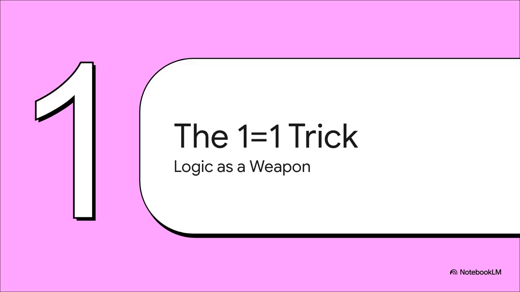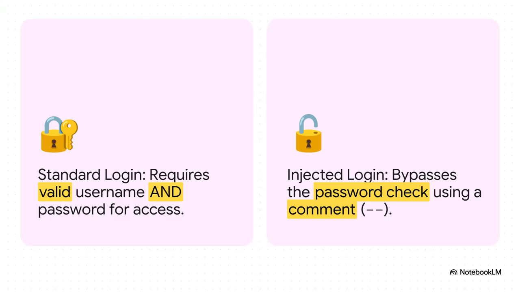Okay, so let's dive right into this first concept, because this is really the foundation for so many SQL injection attacks. It's all about tricking the database into thinking a statement is true, even when part of it is false. So look here on the left. This is how a login should work. The database needs the username and the password to be correct. Simple enough. But now look at the right.